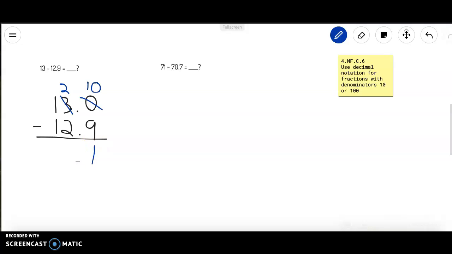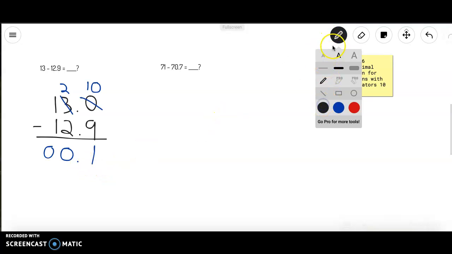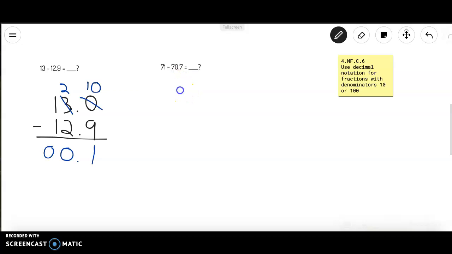I'm going to bring down my decimal. It's important that our decimals line up, including in our answer. 2 minus 2 is 0. 1 minus 1 is also 0. So our answer is 1/10. 0.1, 1/10.